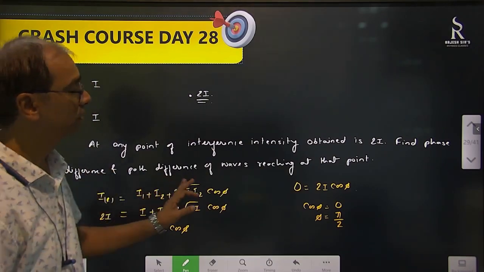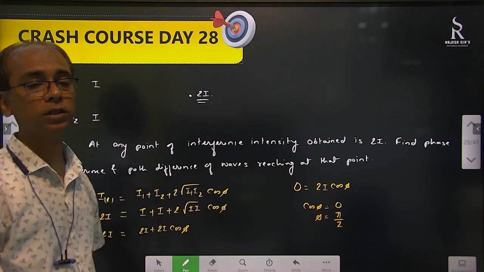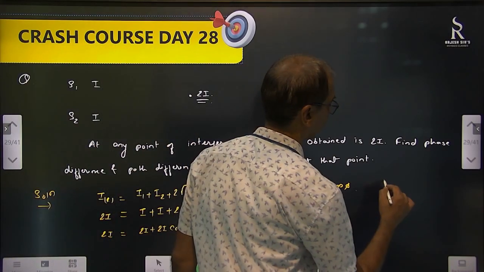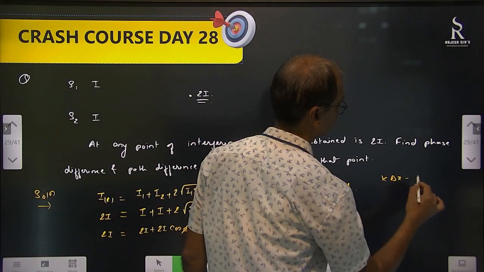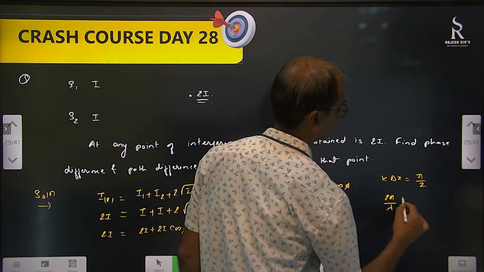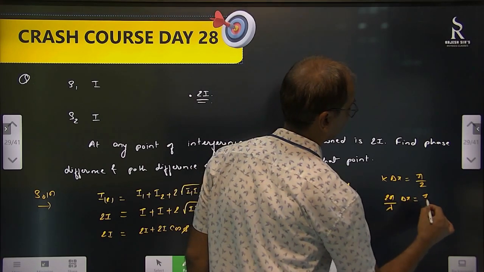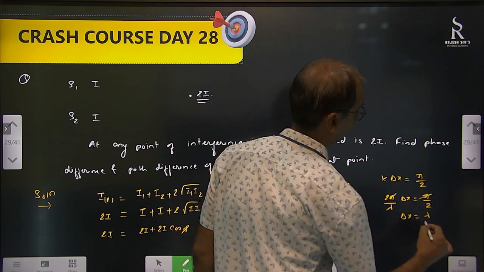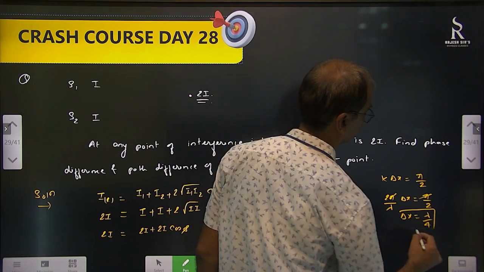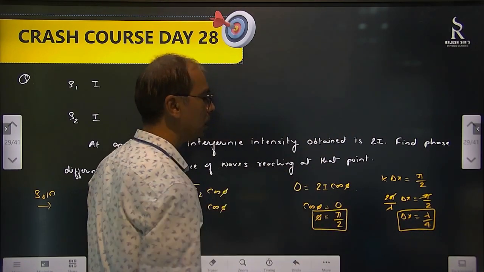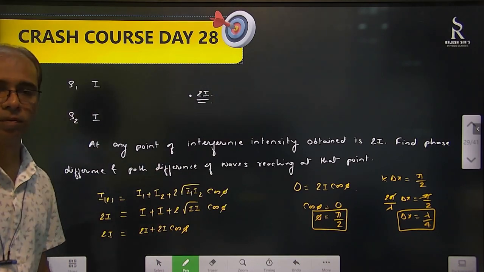So we got that phase difference is 90 degrees. Now the question is, what is the path difference? Phi value we can write as k delta x. So this is 2 pi by lambda delta x, and this is pi by 2. Pi gets cancelled. Delta x value is lambda by 4. So our answer is pi by 2 and lambda by 4.